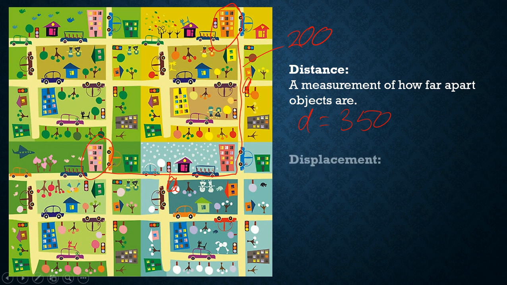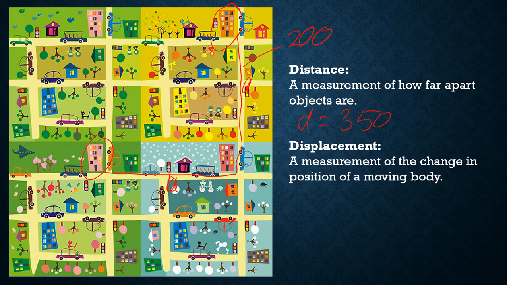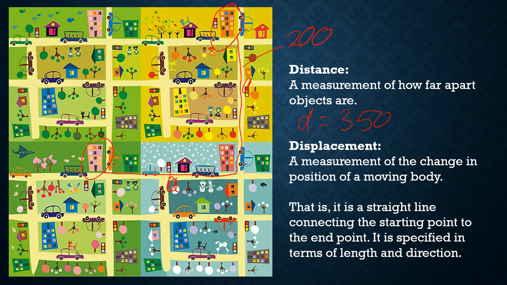The next thing we'll look at is displacement. Now displacement is different to distance because it's a vector quantity, so it has to have both size and direction. And displacement is a measurement of the change in position of a moving body. So it is the straight line connecting the starting position to the final position, as you can see here.